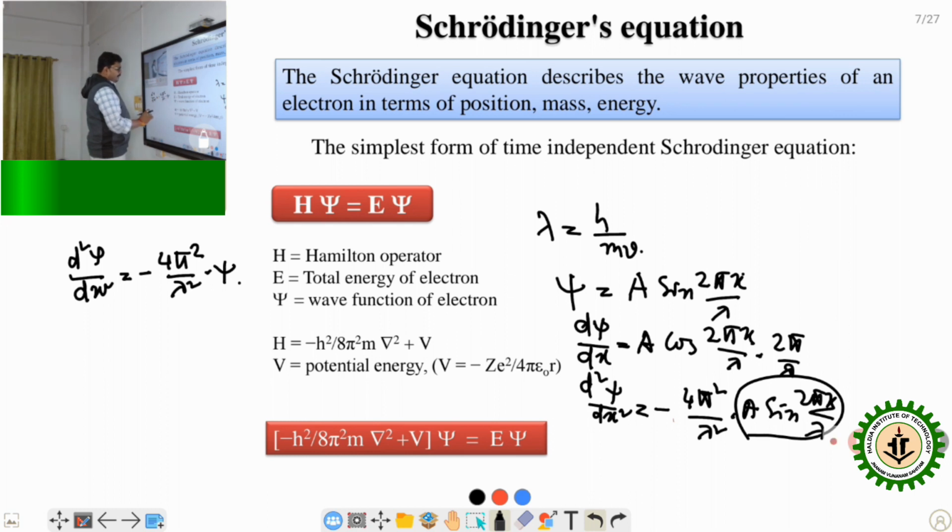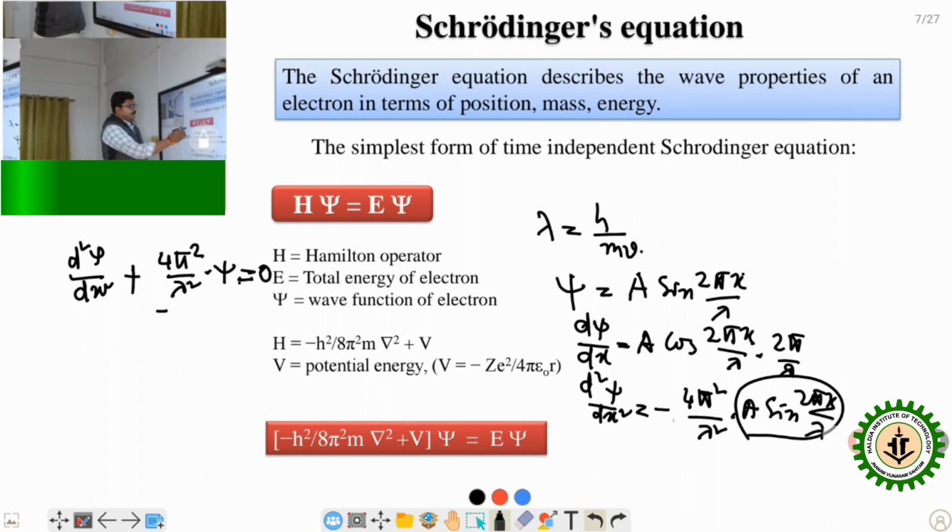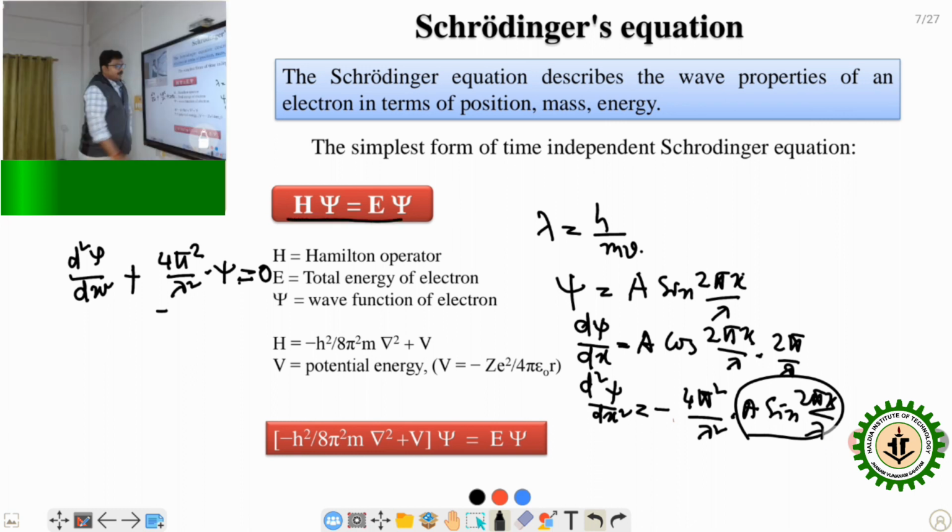Or if I rewrite the equation, d²ψ/dx² plus 4π²/λ² ψ is equal to 0. So this is a differential equation, and if you can solve this, we can have the information of ψ. But from this equation we want to derive this famous formula Hψ is equal to Eψ.